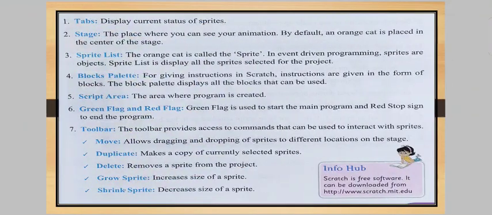Okay, next is toolbar. There are different types of toolbar. First is the toolbar provides access to commands that can be used to interact with sprites. First is move button, allows dragging and dropping of sprites to different locations on the stage. Okay, next duplicate. We all know that duplicate means make a copy of currently selected sprites. Next is delete, removes a sprite from the project, and grow sprite, increases the size of a sprite, shrink sprite, decreases the size of a sprite.